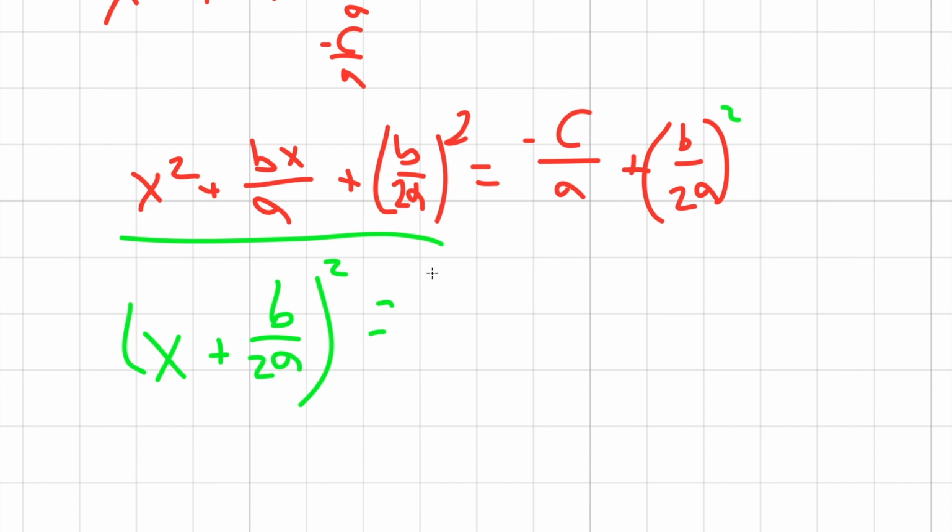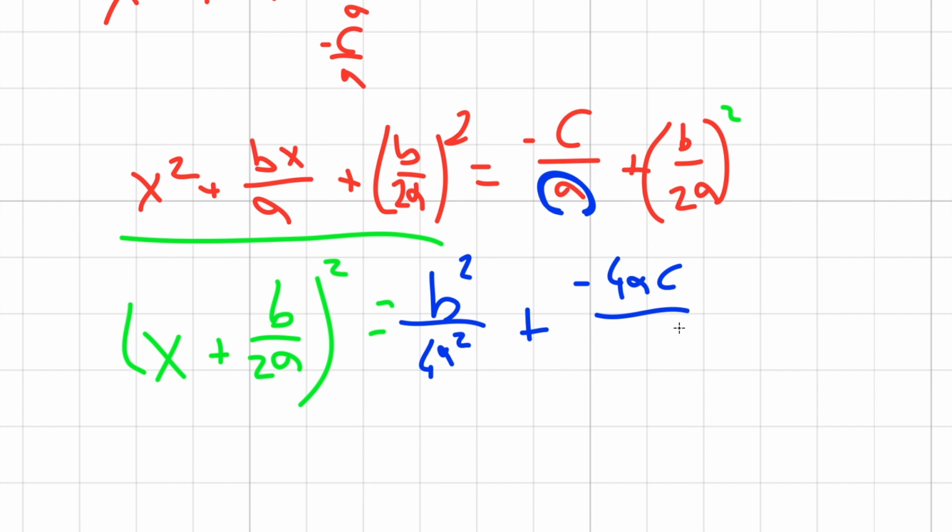Okay, so b squared, simplifying this, divided by 4a squared, right? And here I'm going to multiply everything by 4a. So we're going to add negative 4ac, divided by 4aa, because it was a here, now we're multiplying top and bottom by 4a, so we have 4 times a, which is 4a squared. The whole point of that is so we can combine these two fractions.